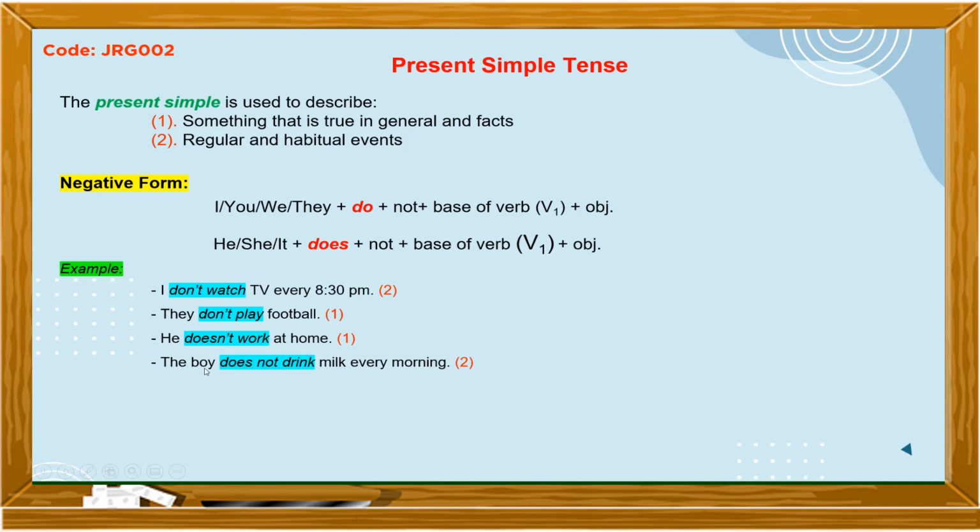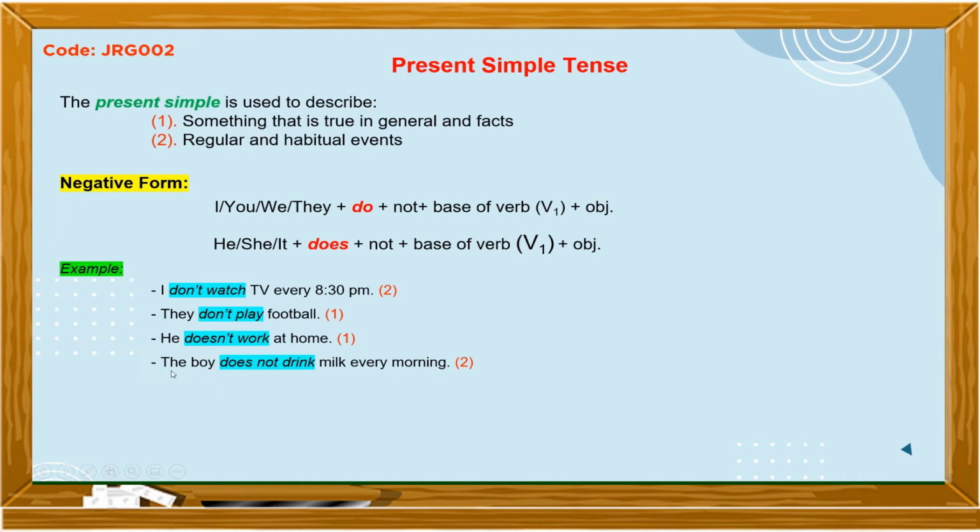The boy here, we refer to a boy, and a boy can equal the subject pronoun he. So that's why we can use it with does, followed by not, followed by the base form of the verb, and then followed by the object. So that's why here, like you can see, I use does, followed by not, followed by drink, and then followed by meal every morning.